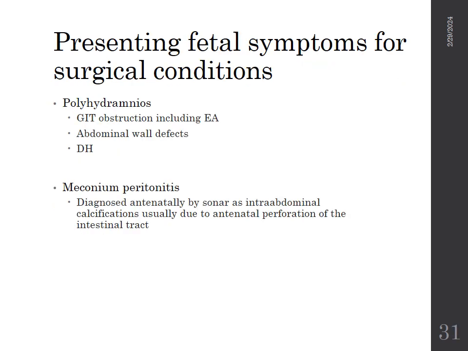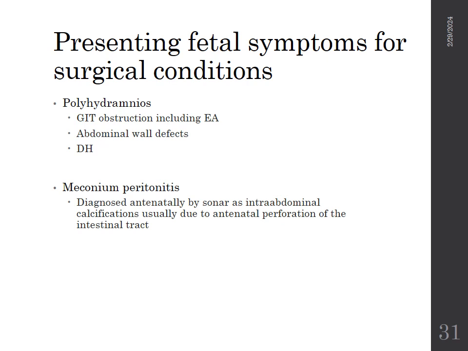Okay, our last slide I'd like to talk about is that sometimes there are fetal symptoms or signs that may denote the presence of a surgical condition. First of all, if during an ultrasonography we find out that the mother has polyhydramnios, that is excessive amniotic fluid, then we need to suspect certain things. Most important, a gastrointestinal tract obstruction, including esophageal atresia, should be suspected. Abdominal wall defects that we just talked about, or diaphragmatic hernia. All these are associated with polyhydramnios.